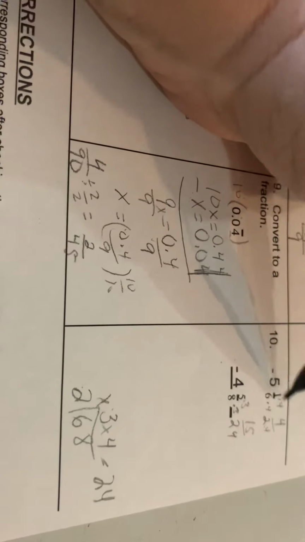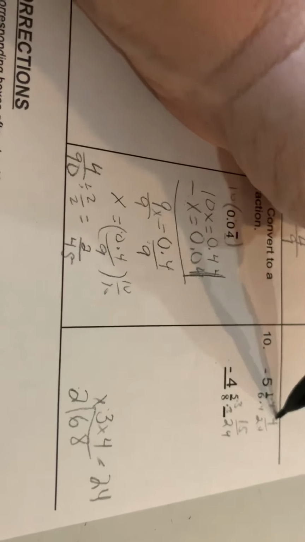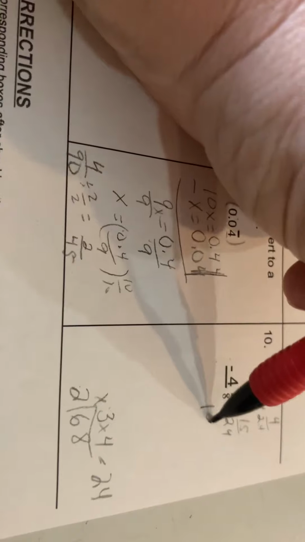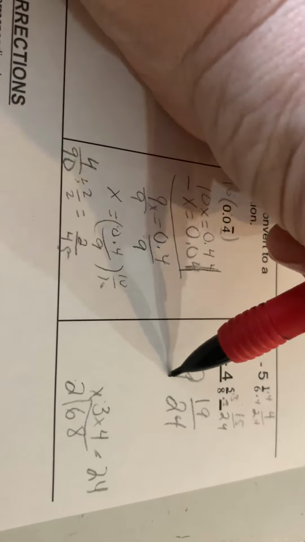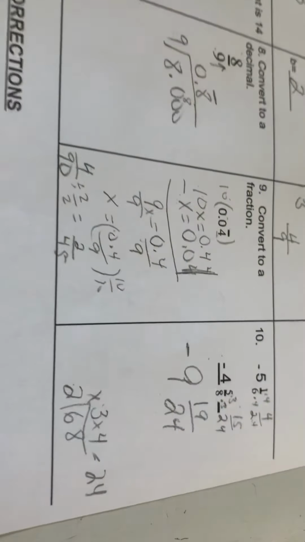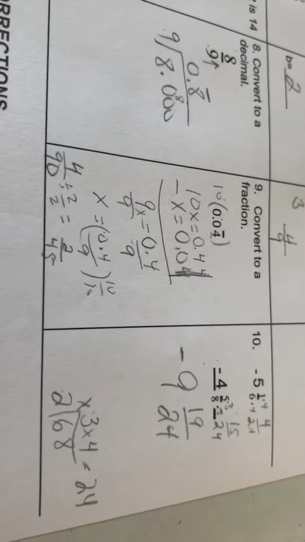So now you're going to add, because these are the same sign. So 4 plus 15 is 19. Your denominator stays the same. You're going to add 5 and 4, and your answer is negative. So your final answer is negative 9 and 19/24.